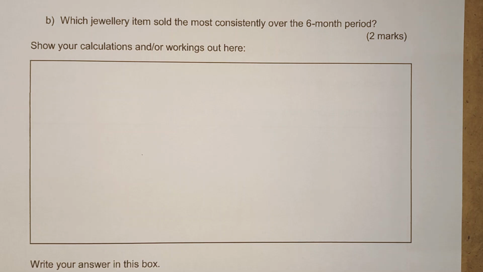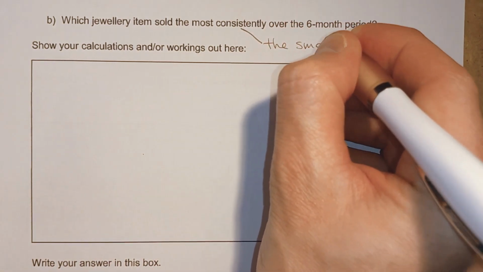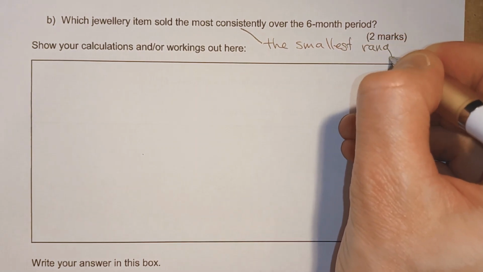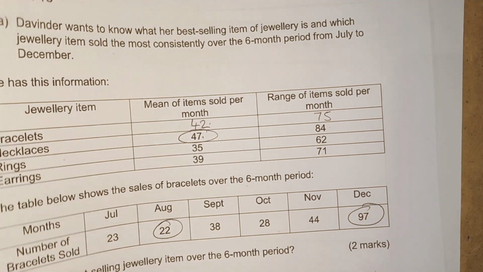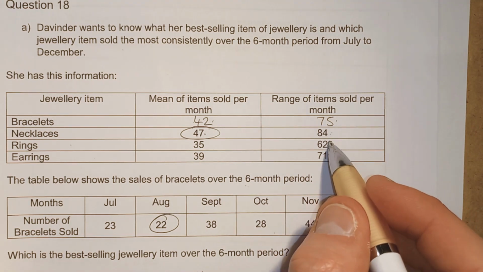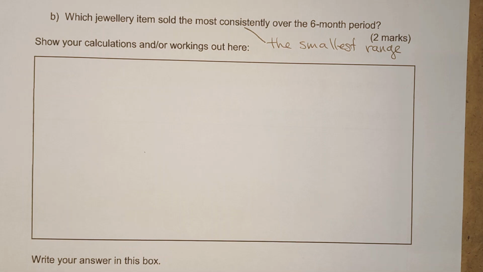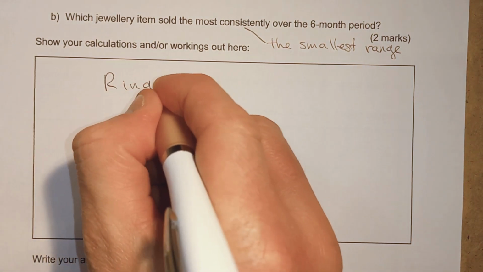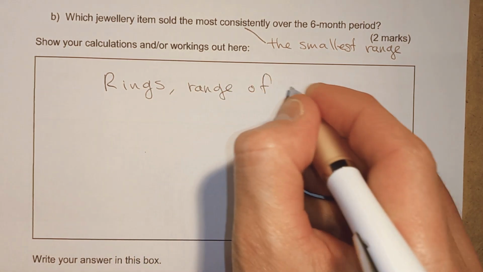Now part B, which jewellery item sold the most consistently over the 6-month period? Well, most consistently is going to be the one with the smallest range. So in other words, the smallest difference between the most amount sold and the fewest sold. So let's have a look at these. Which one had the smallest range? 75, 85 is bigger. 62 is smaller than all of them. So it's going to be rings. So we can put rings. Range of 62.